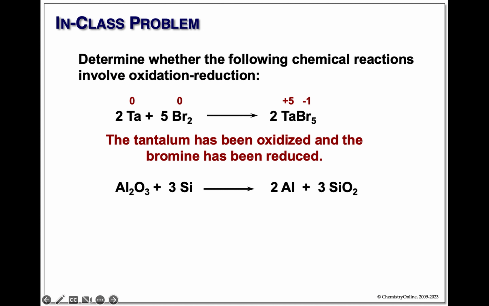Single replacement, right? Element, compound, element, compound. The non-metal should replace the non-metal, right? Doesn't. Another exception, not a real important one. Silicon, aluminum oxide gives aluminum and silicon dioxide.